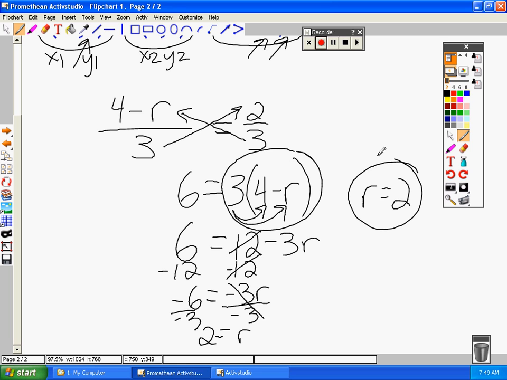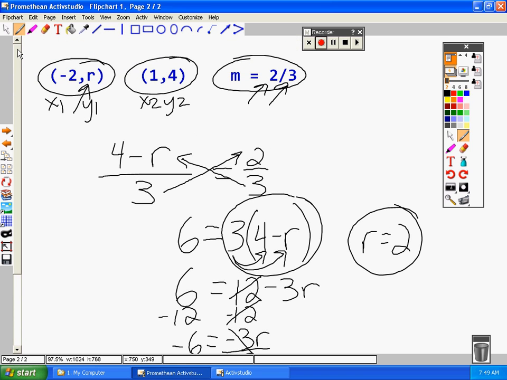So in doing all of that work, we figured out that the point -2, 2, and 1, 4 have a slope. If I connect those 2 points, it will be a slope of 2/3. Rise 2, run 3. Good luck.